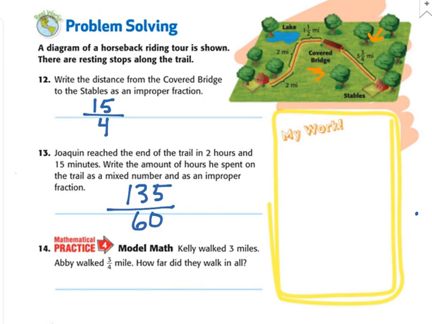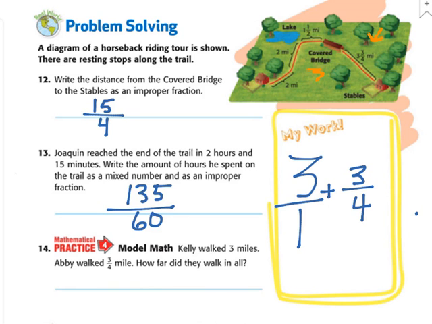Okay, so let's look at number 14. Kelly walked 3 miles. Abby walked 3/4 of a mile. How many miles did they walk in all? Well, I know I have 3 wholes. I know I have 3 whole miles, and anytime I have 3 wholes, I know it's 3/1, because what's my unit? 1 mile each, and then 3/4 is how much I have in my next mile, because Abby didn't walk the full miles.